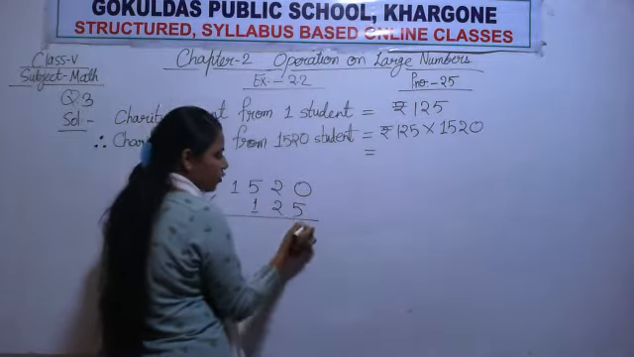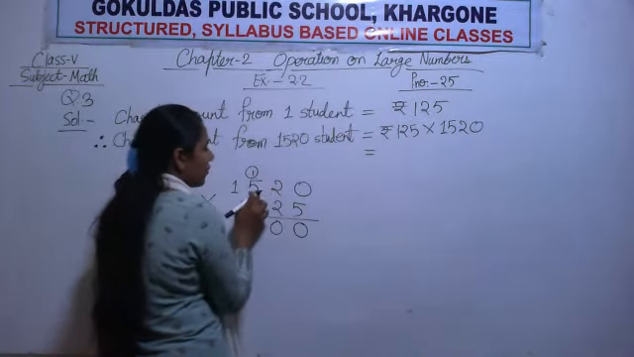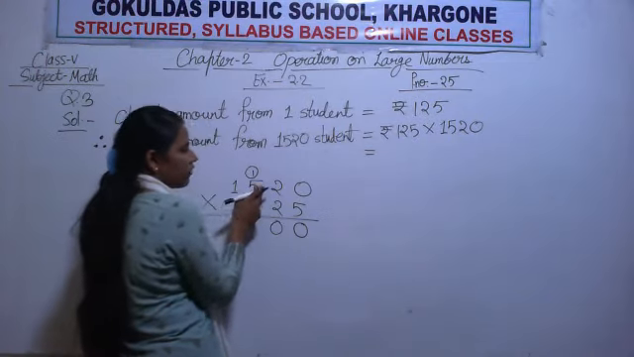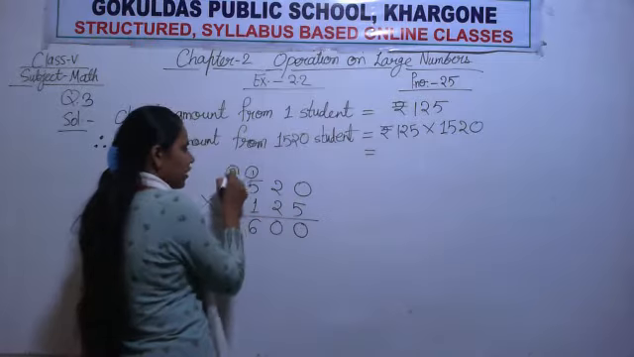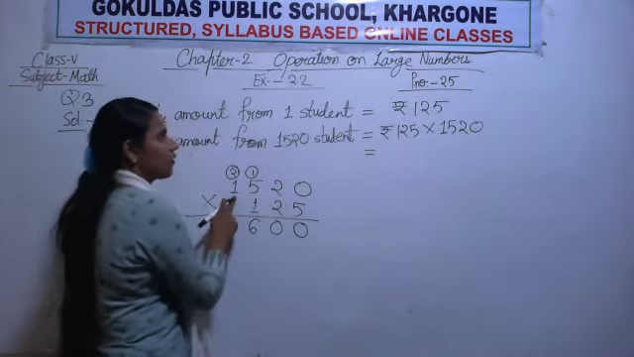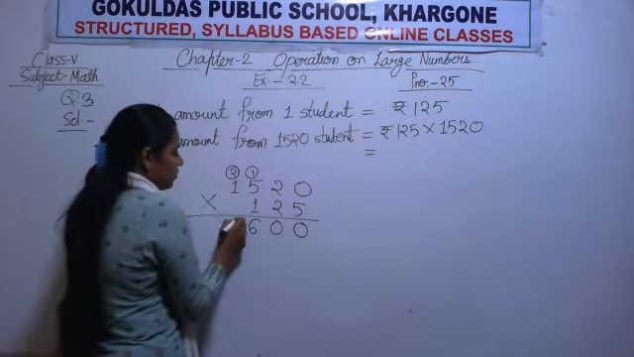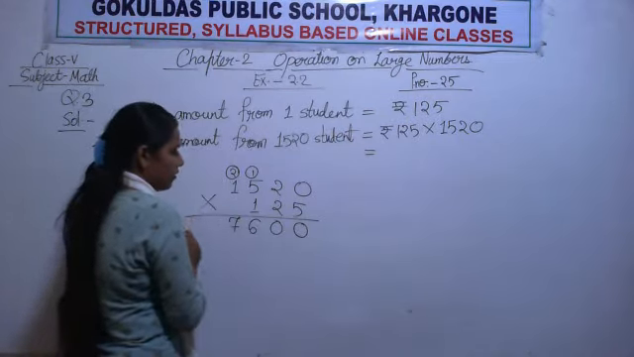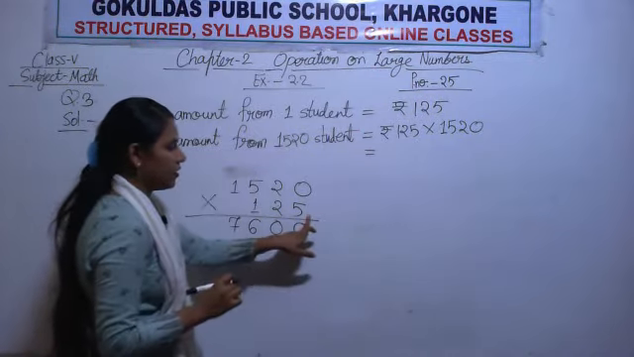5 into 0 is 0. 5 2s are 10. So 0 here, 1 carry forward. 5 5s are 25. 25 plus 1, 26. So 6 here, 2 carry forward. 5 1s are 5. 5 plus 2 is 7. Right? We have done multiplication with the digit 5.